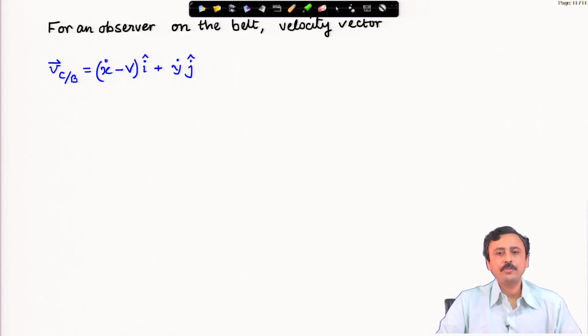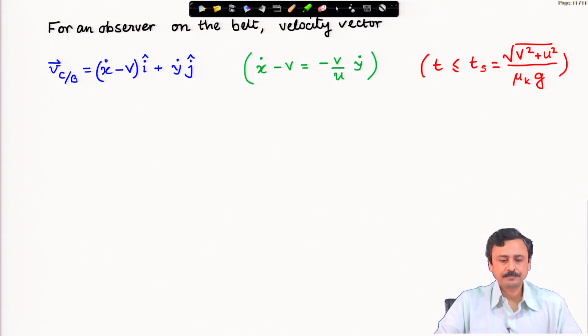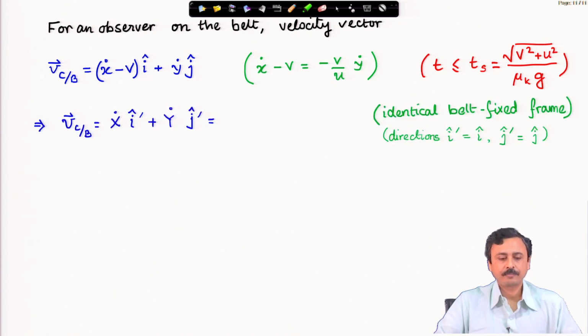Now, for an observer on the belt, this was the second part of part B of the problem. For the observer on the belt, what will be the motion of the particle that observer will see? Or if this cylinder were painted, what paint mark would it leave on the belt? Let us start with the relative velocity. Why do we need to go to relative velocity? Because that will tell us the velocity as seen, or the motion as seen by the observer on the belt, and this was the expression we found by integration, and this is valid till it is sliding.